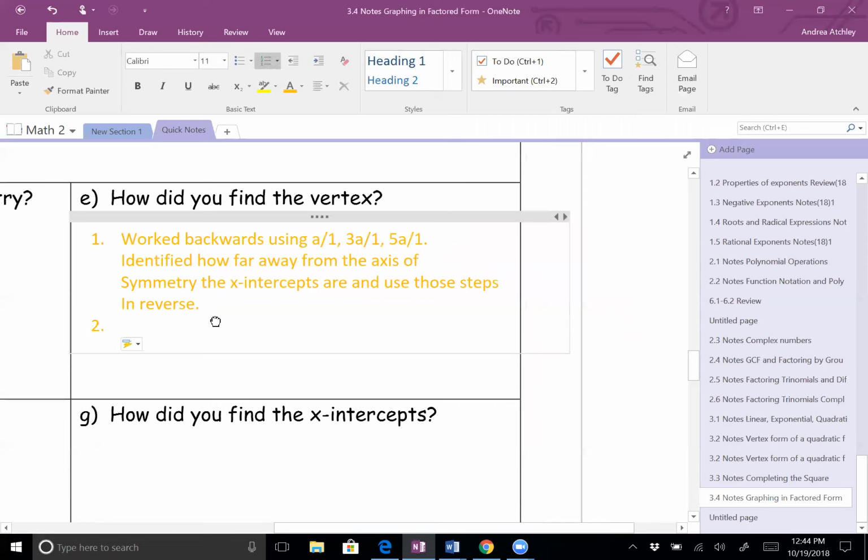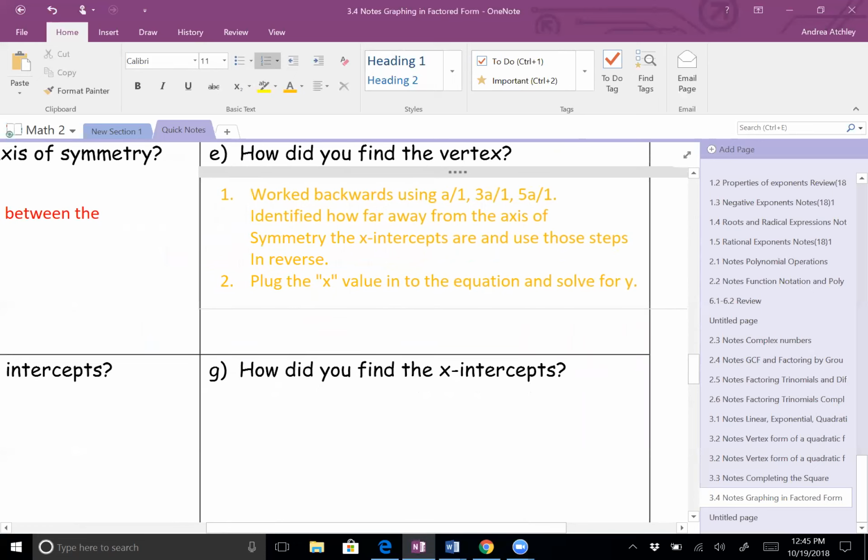Or step 2 was to plug the x into the equation and solve for y. Okay, I still need that. Okay.